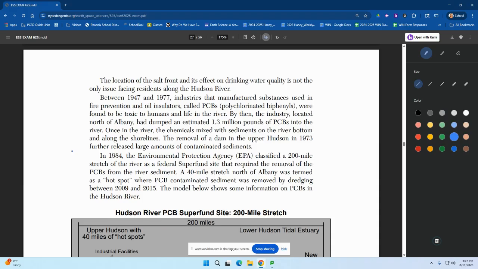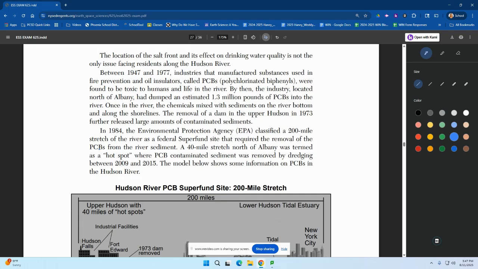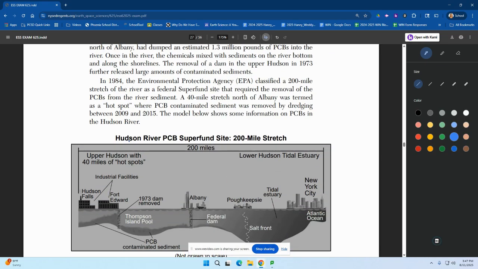So right now we're talking about industries that have dumped toxic substances into our river. It's been absorbed into the sediment. And that's what they're talking about here. They're just giving us some information about how it happened. In 1984, the Environmental Protection Agency classified a 200-mile stretch of the river as a federal Superfund site that required the removal of the PCBs from the river sediment. A 40-mile stretch north of Albany was termed a hotspot where PCB contaminated sediment was removed by dredging between 2009 and 2015. The model below shows some information on PCBs in the Hudson River.